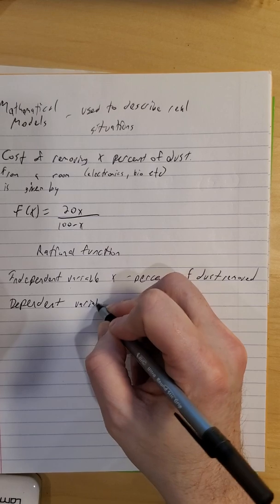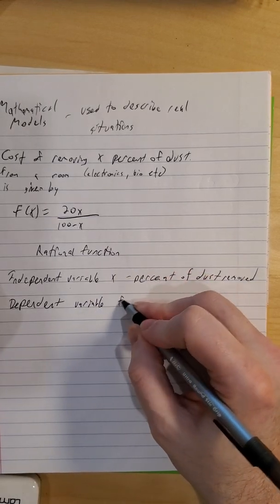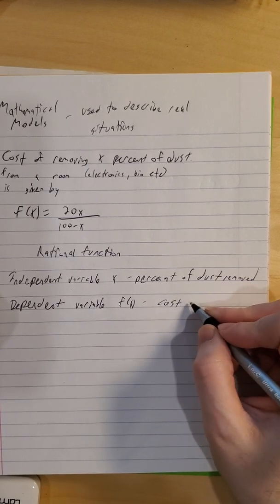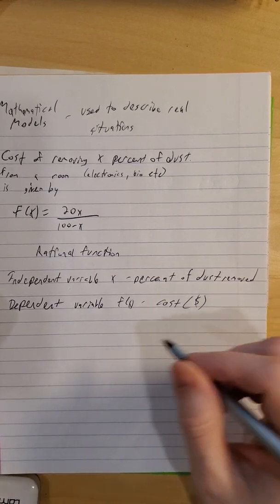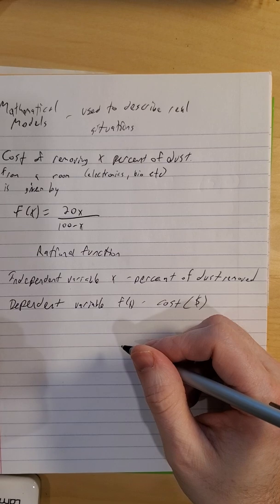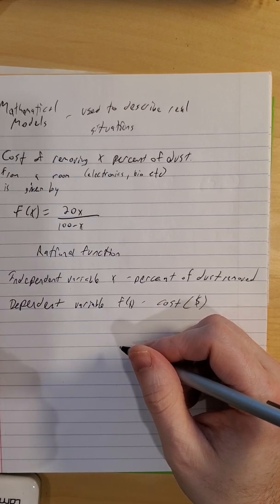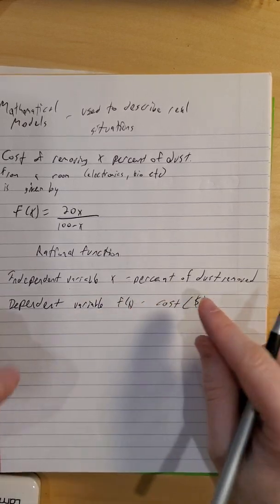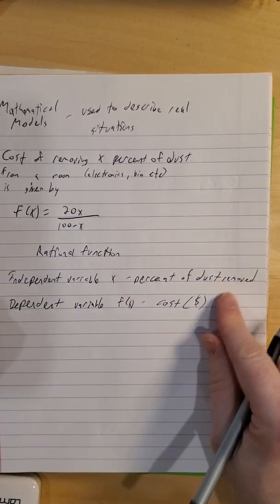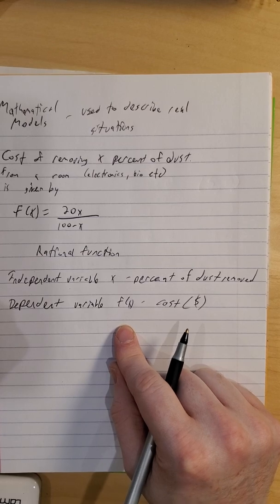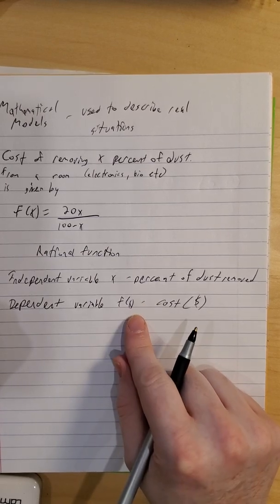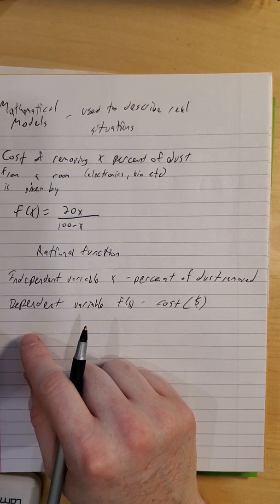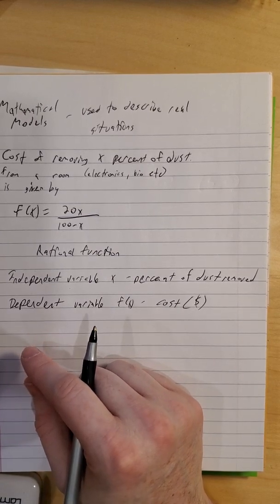Dependent variable would be f of x, cost, and we're going to assume in dollars unless otherwise stated. So cost in dollars. We have control over how much we want to remove. Once we pick how much we want to remove, then we calculate the result of that, the dependent variable, which will give us the cost.